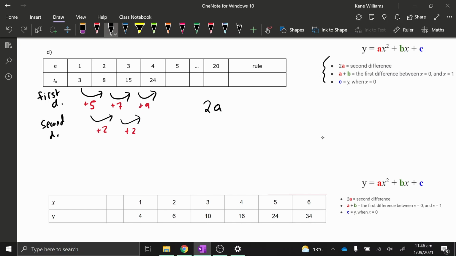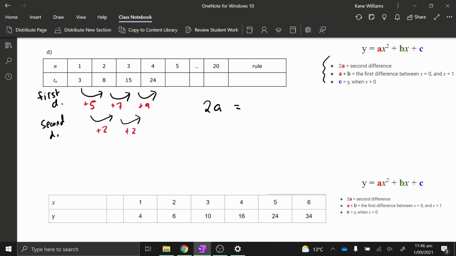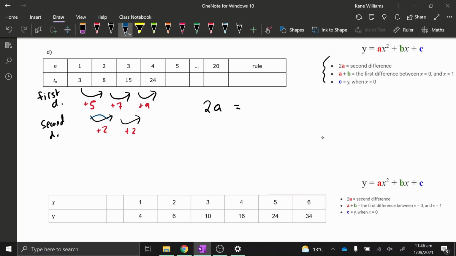So 2a equals the second difference. So 2a is positive 2, which means a is, so 2 times a is 2, so a is 1. All right, first step done. A plus b equals the first difference between x is 0 and x is 1. We can't do that unless we find when x is 0 what our y is.